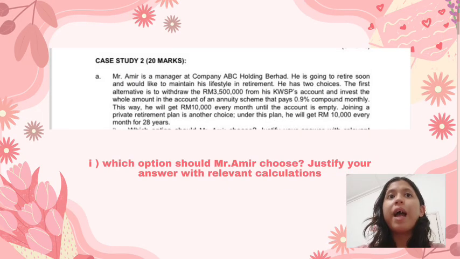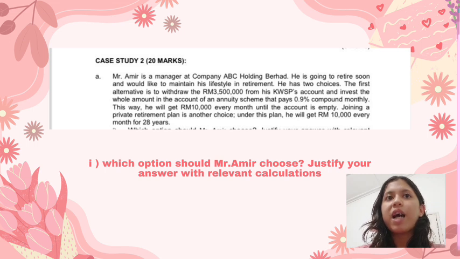Case study 2. A. Mr. Amir is a manager at company ABC Holding Berhad. He is going to retire soon and would like to maintain his lifestyle in retirement. He has two choices. The first alternative is to withdraw the RM3,500,000 from his KWSP account and invest the whole amount in the account of an annuity scheme that pays 0.9% compounded monthly. This way, he will get 10,000 ringgit every month until the account is empty.